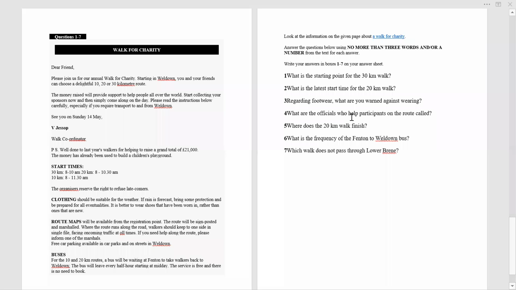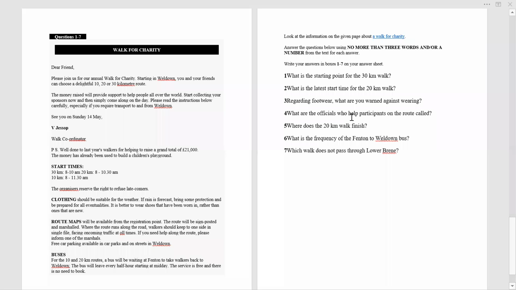Latest start time. Latest start time doesn't mean the first one. Here it says start time, 30-kilometer, it's 8 to 10. And 20-kilometer, 8 to 10:30 a.m. So latest is 10:30 in that sense. Latest is the other side one, not the first, the initial one. That one is called latest.